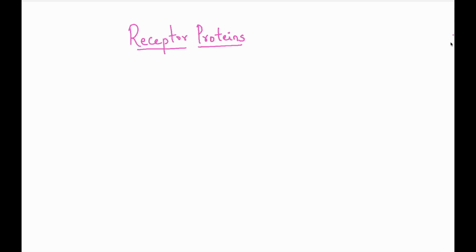So the last class of proteins are known as receptor proteins. So these are a special class of proteins that are located on the cell membrane. So the cell membrane is made up of proteins and lipids, and some of the proteins that are located on the cell membrane function as receptor proteins.